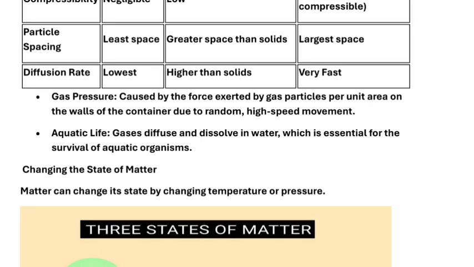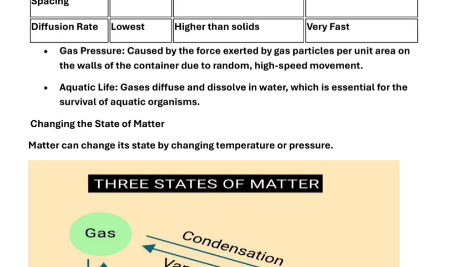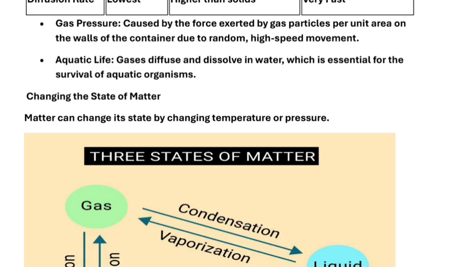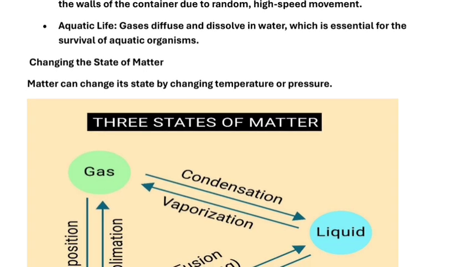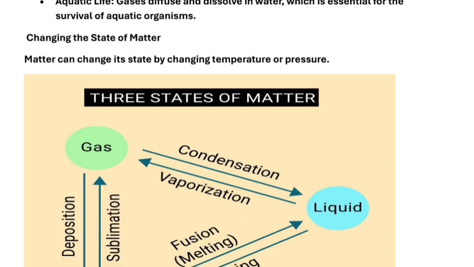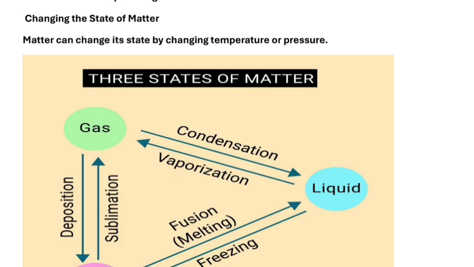Gas pressure is caused by the force exerted by gas particles per unit area on the walls of the container due to random high-speed movement. Aquatic life: gases diffuse and dissolve in water, which is essential for the survival of aquatic organisms. Changing the state of matter: matter can change its state by changing temperature or pressure.